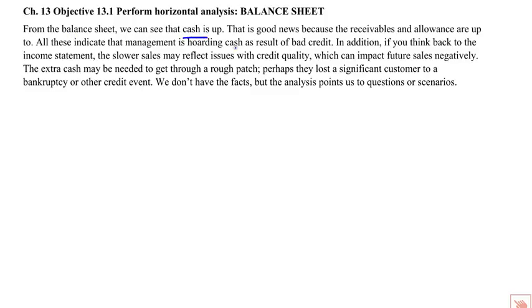Cash is up, good news, because the receivable and allowances are up too. So this could indicate that they're trying to keep cash as a result of a bad credit situation. And if we reflect back on the income statement, the slower sales may reflect issues with credit quality. Maybe they lost a significant customer. A significant customer went bankrupt. So they may need cash to get through a rough patch.